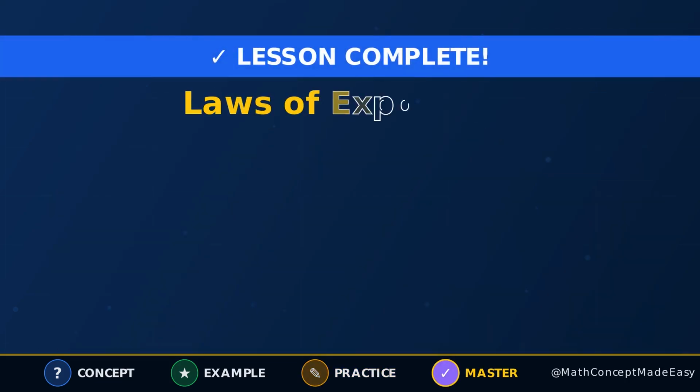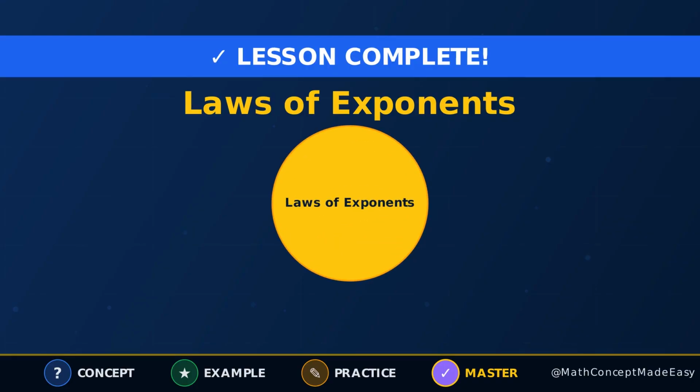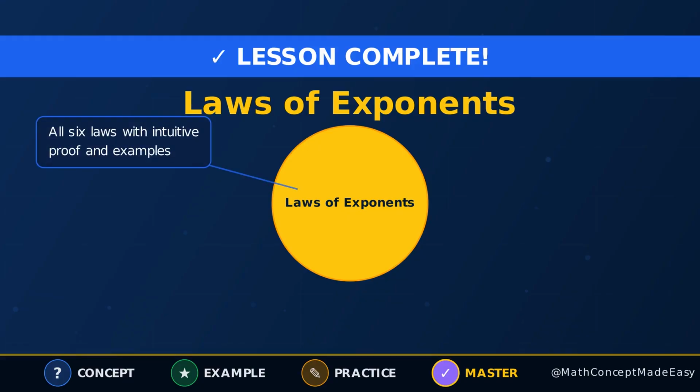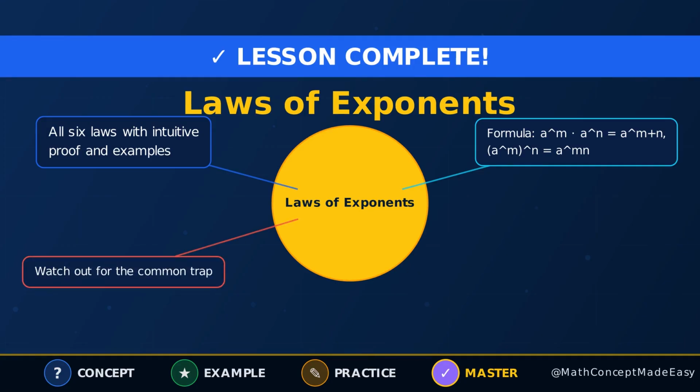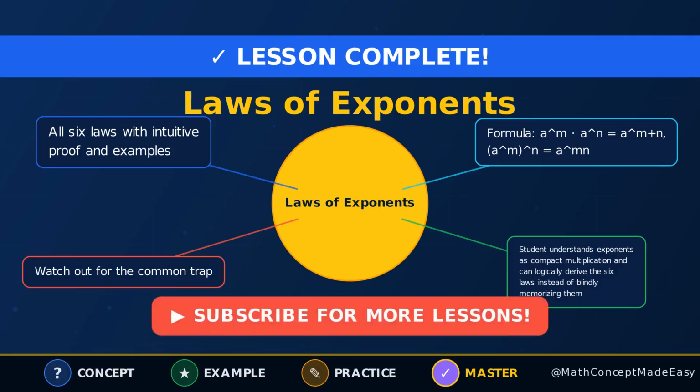Let us bring today's lesson together in one picture. At the center of everything sits laws of exponents. We explored all 6 laws with intuitive proof and examples. The one formula to remember is a to the power of m times a to the power of n equals a to the power of m plus n. Watch out for the common trap we discussed. And remember our goal: student understands exponents as compact multiplication and can logically derive the 6 laws instead of blindly memorizing them. Next lesson: Introduction to Polynomials, Definition, Degree, Coefficients, Types.